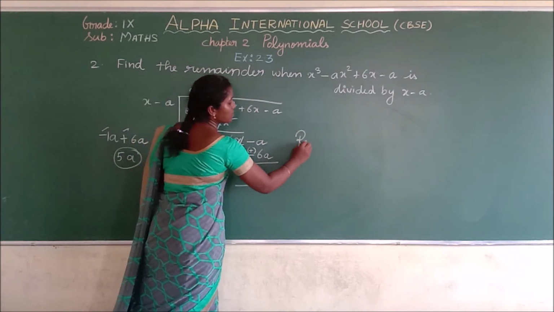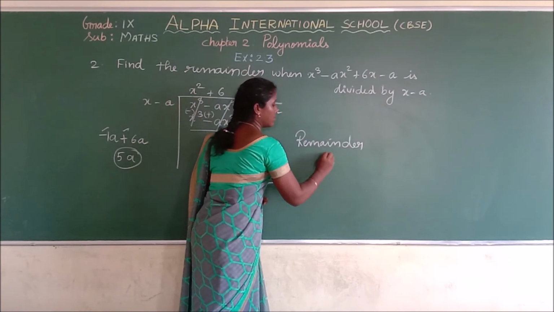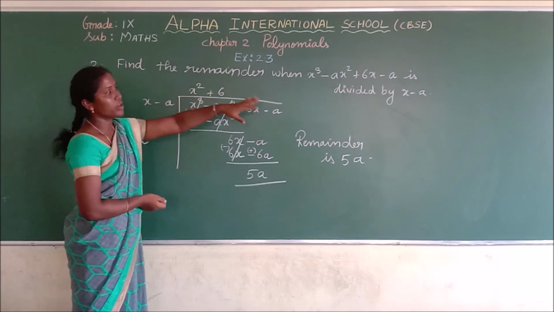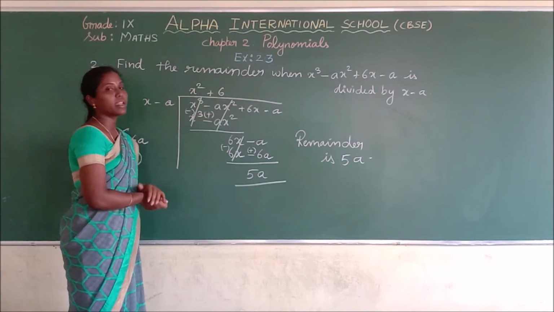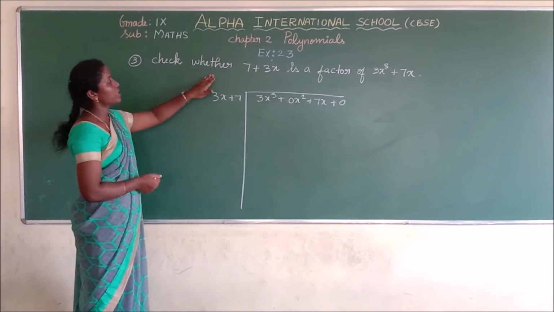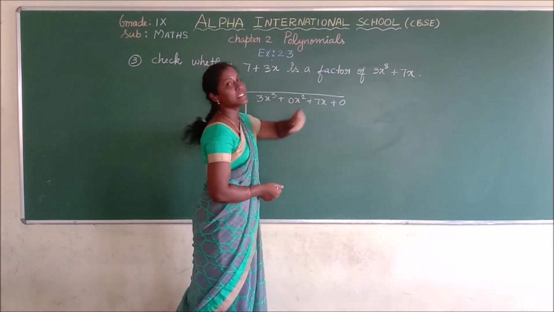So the remainder is 5a. Okay. So for the given question, dividing by x minus a, we got the remainder as 5a. The next problem: check whether 7 plus 3x is a factor of 3x cube plus 7x.